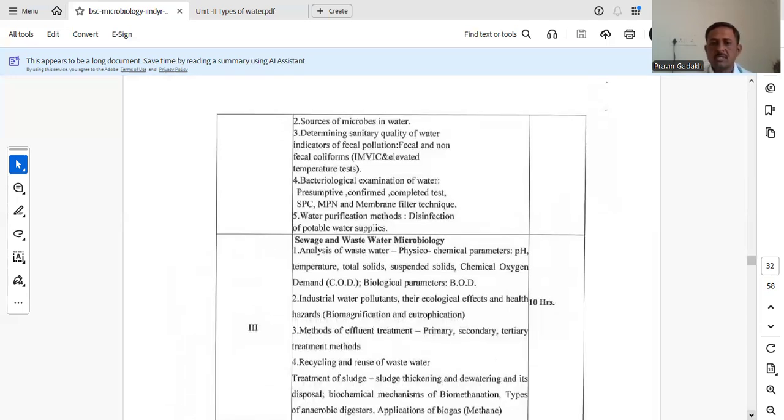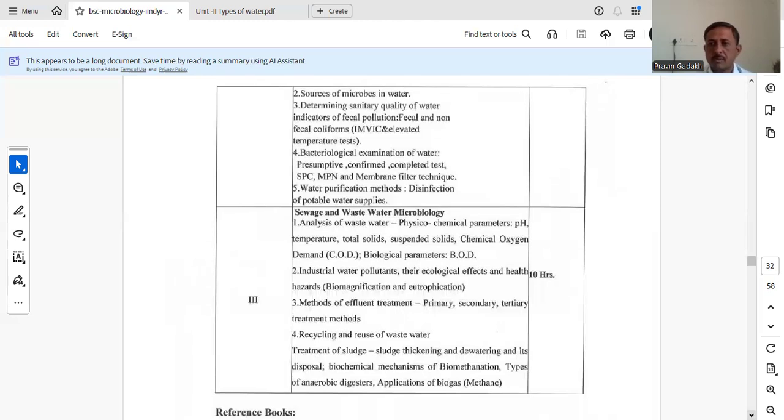Again, in the third module, we have to discuss another major aspect of water microbiology, which is sewage and wastewater microbiology. We have to discuss the analysis of wastewater, as one of the major parts of your life is water, and after use we release that water into the environment, and that acts as a source of wastewater. In this, we have to discuss the physico-chemical parameters such as pH, temperature, total solids or TDS, suspended solids, and chemical oxygen demand, and biological parameters like BOD or COD.